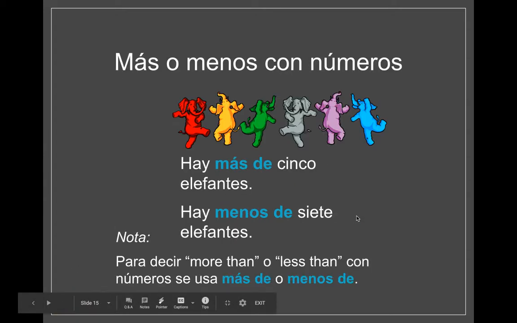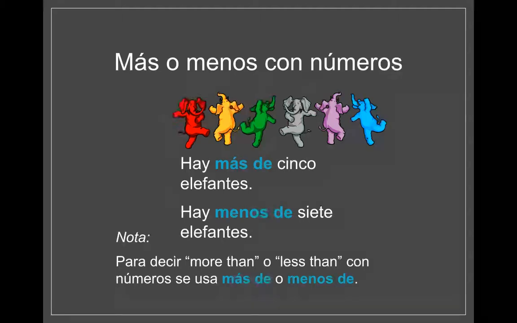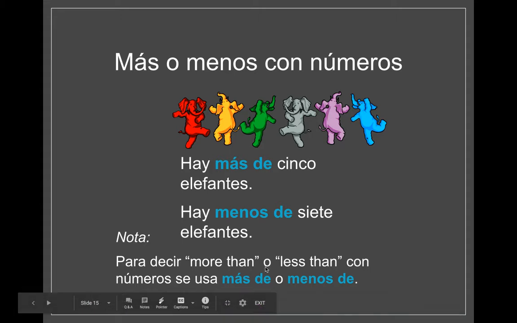All right, and how do we do it if we've got numbers in there? Just one more little added note. If we want to say more than, hay más de 5 elefantes. There are more than 5 elephants. Hay menos de 7 elefantes. There are less than 7 elephants. So just a little added bonus to say more than, less than with numbers, just because it's a little different than our comparatives and superlatives.